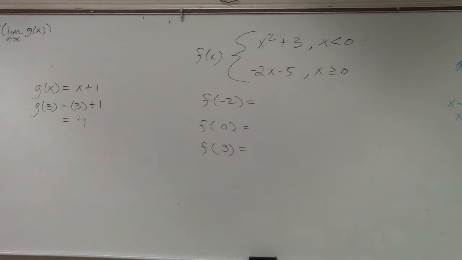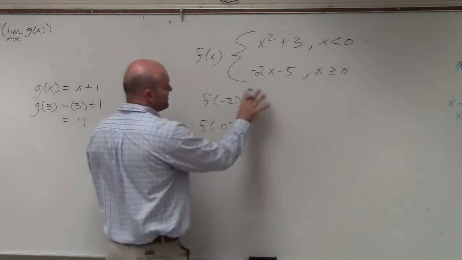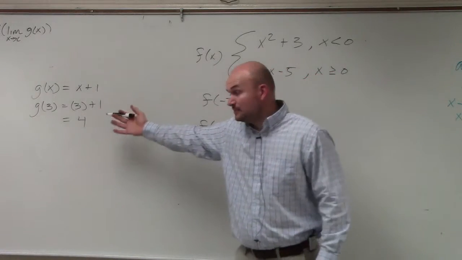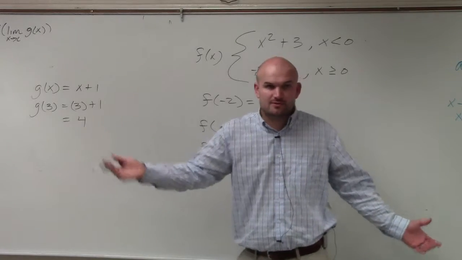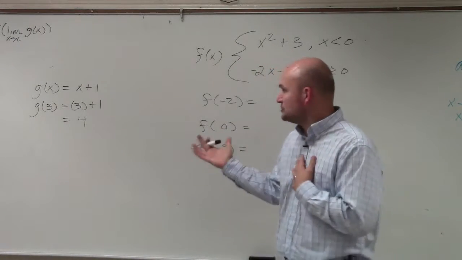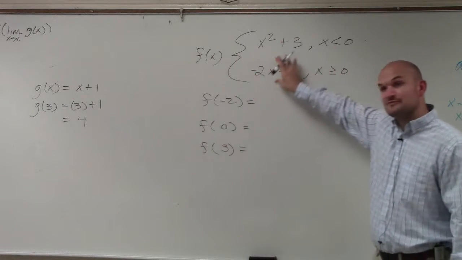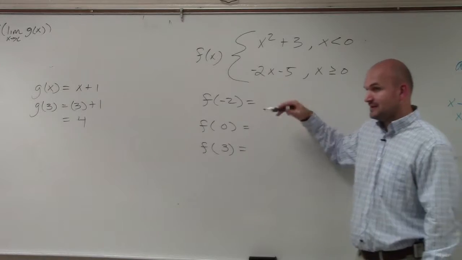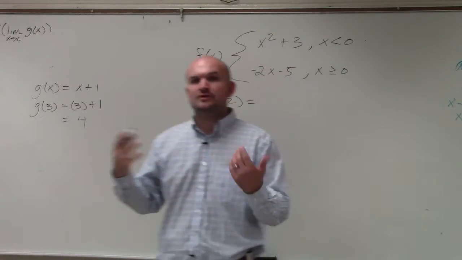All right, so ladies and gentlemen, in this example we have three different values that we need to evaluate for. In the previous example, we only had one function and one input, so we only had to plug that one input into that one function. However, in this one, we have two functions to choose from: x squared plus 3 and negative 2x minus 5. And the way that we choose from them is based on their domain.